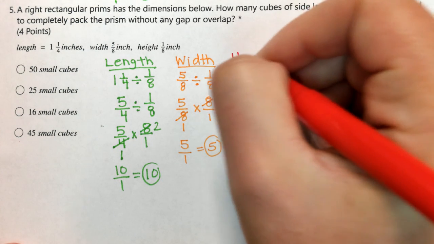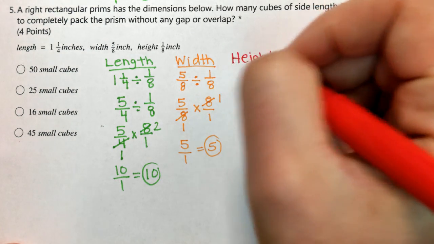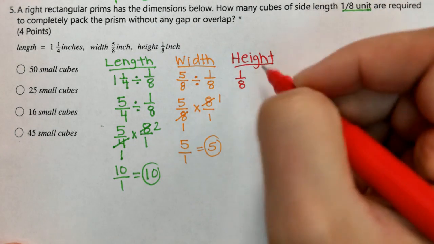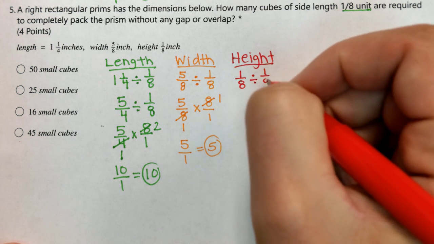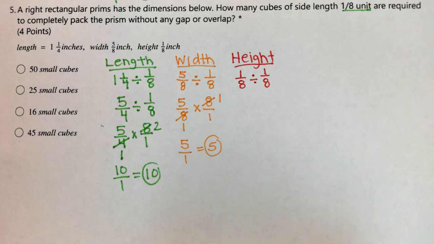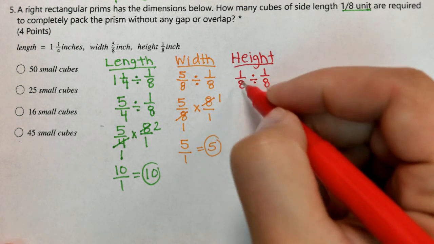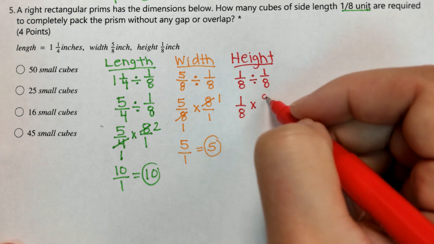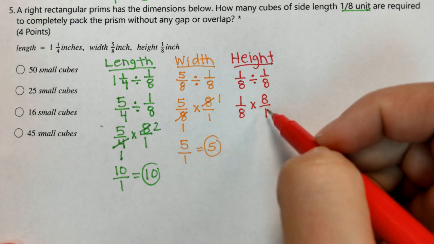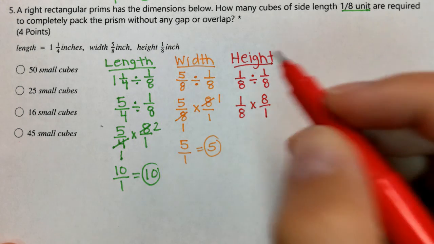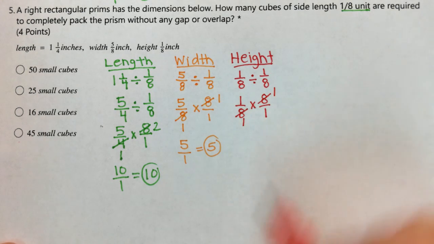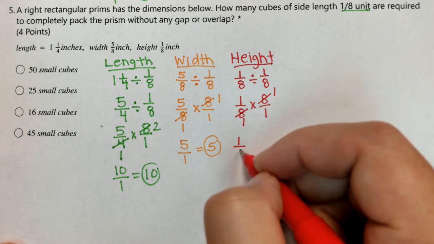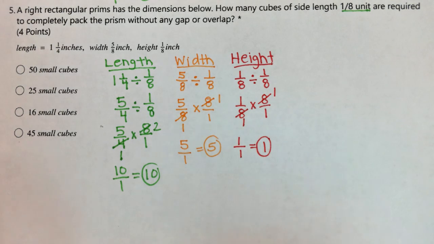The height we have to do as well. So the height is 1/8 of an inch. So I need to figure out how many of those 1/8 inch cubes fit in there. So I have to do 1/8 divided by 1/8. So keep the 1/8, change division to multiplication, flip 1/8 to 8/1. 1 and 1 doesn't simplify, but 8 and 8 I can divide by 8, and I get 1. So now I multiply across. 1 times 1 is 1. 1 times 1 is 1. 1/1 equals 1.